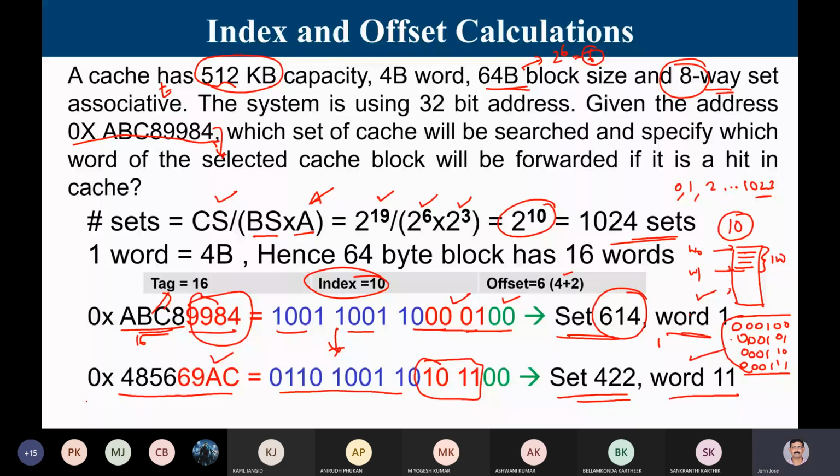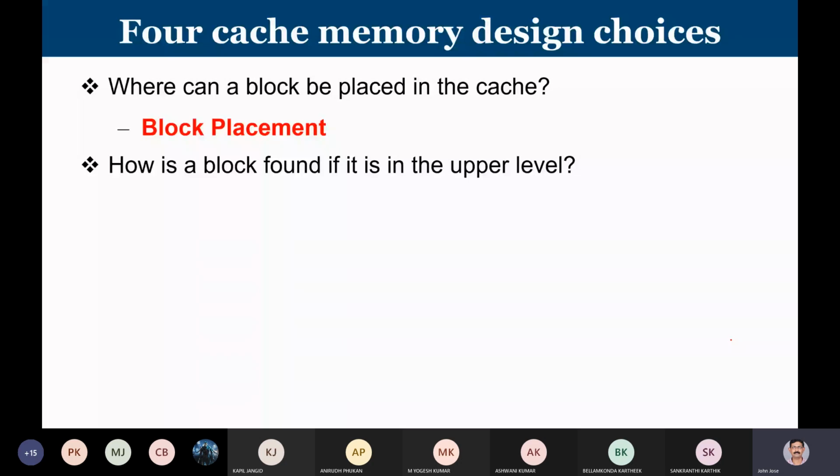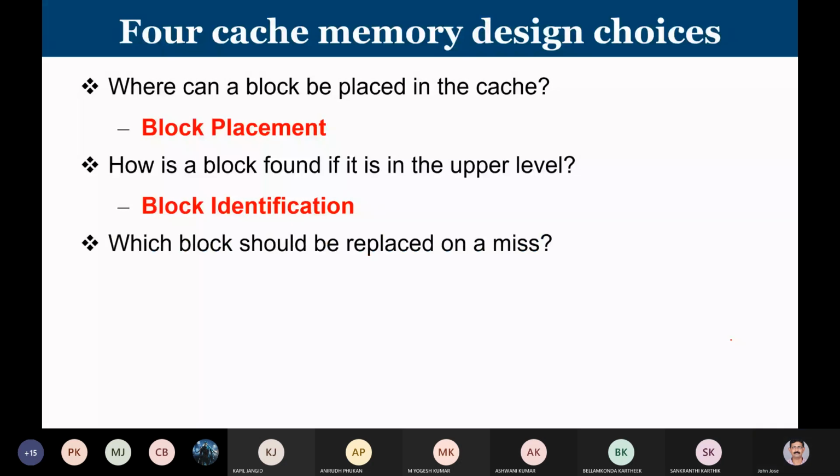Now, when you design a cache, a block can be placed in different positions in the cache. That is what is known as block placement. Now, how do you find a block if it is present in the upper level of the cache, whether it is present in the L1 cache or not? That is called the block identification technique. When a miss happens, which block will you replace so that I can give space to the newly incoming block? That is known as block replacement.